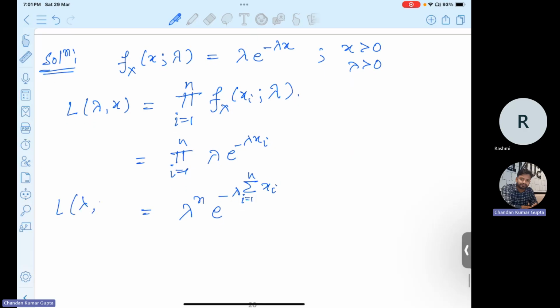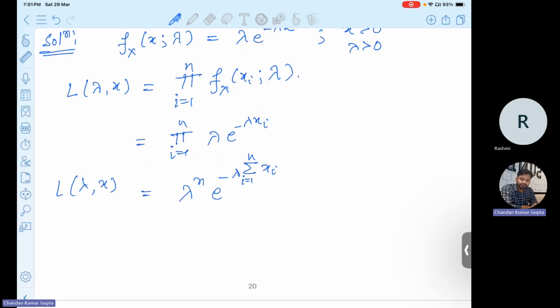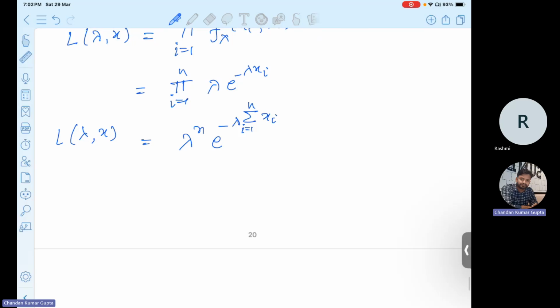Now we can scale down by taking log on both sides, because the maximum is still attained at the same point for the parameter lambda. It just scales down the function, and it is easier to deal with the log likelihood function as compared to the likelihood function. Otherwise it is quite tedious to calculate the maximum likelihood estimate, so we consider the log likelihood function.